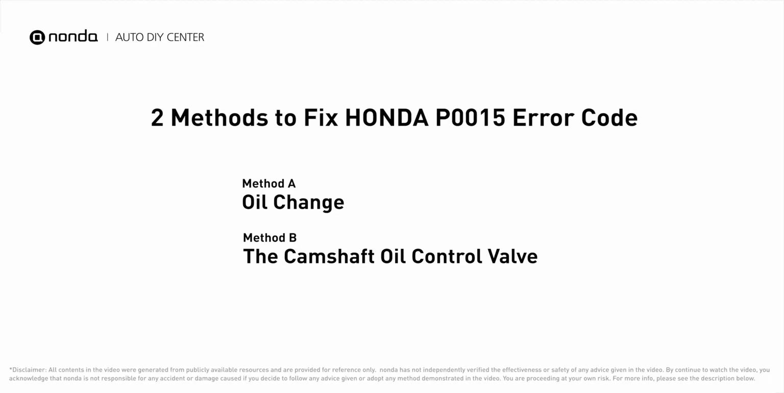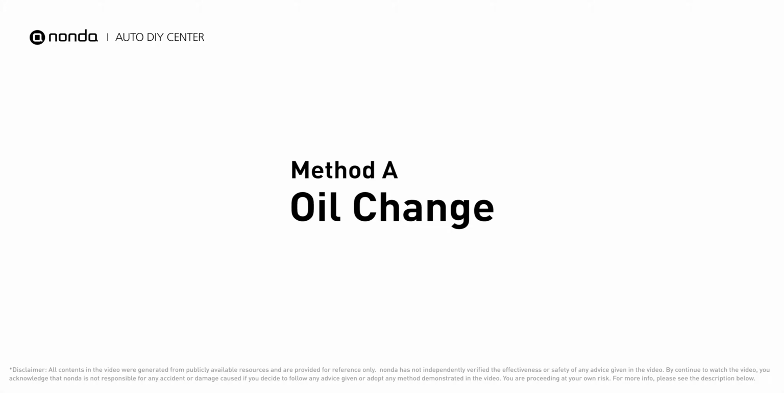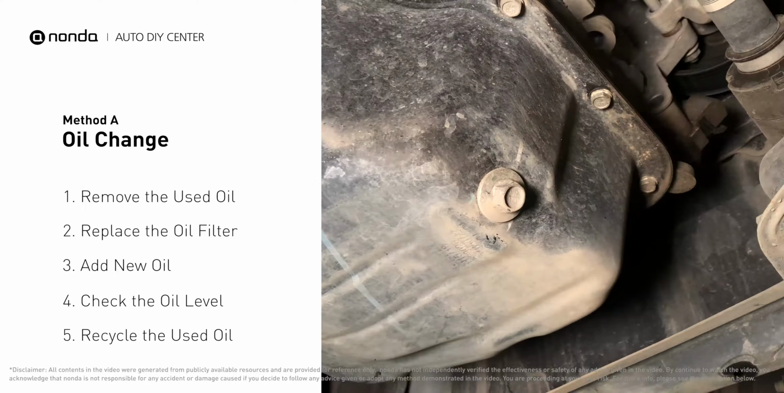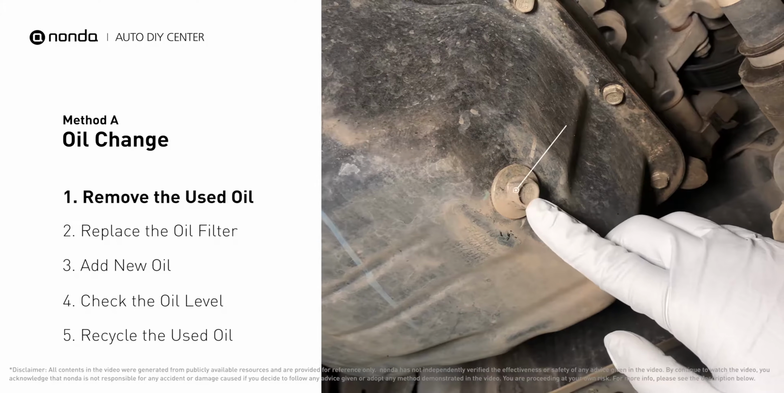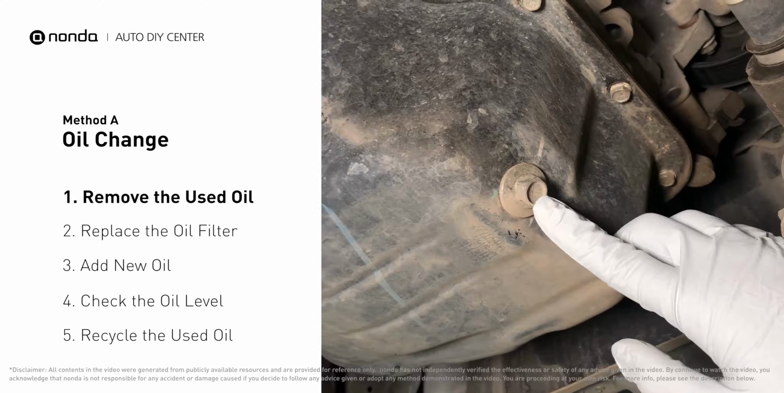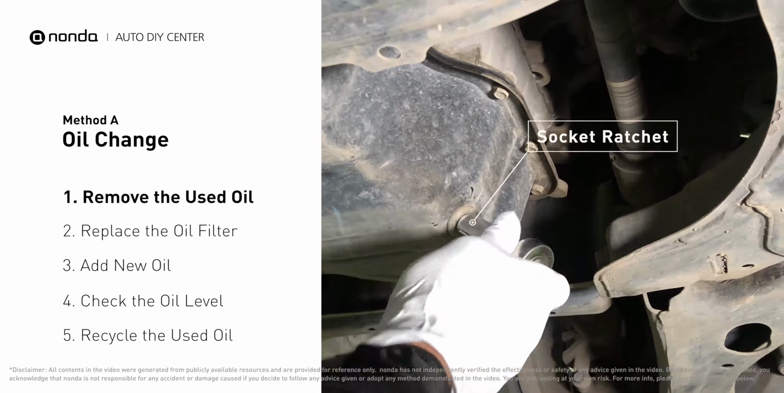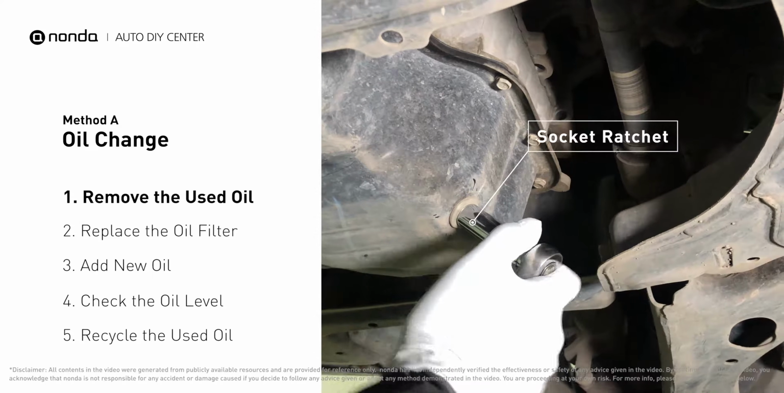Here are 2 of the most practical solutions to fix Honda's P0015 error code. Method A, oil change. Locate the oil drain plug on your vehicle and place an oil collection pan underneath it. Use a socket ratchet to remove the plug from the oil pan on your vehicle.